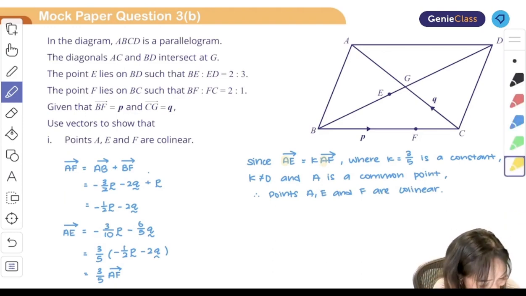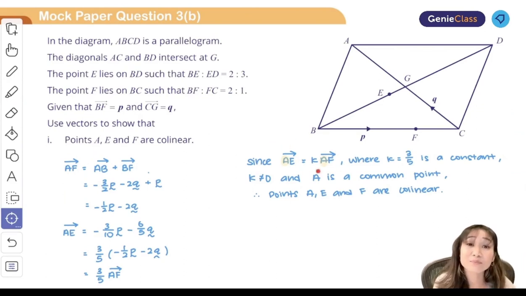Very good, Kavya, as long as you did it at least once. So always remember this very important statement. Always state that one vector is a multiple of the other, where K is what value, state that it is a constant, state that it is not equal to 0, and if you are proving collinear, then state the common point as well.